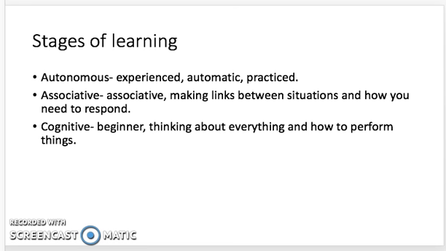Associative is making links between situations and how you need to respond, meaning that you still need to be thinking about what you need to do and how to do things, and how to respond to situations. Cognitive is a very beginner's level, which is when you're just learning how to perform a skill, which is a very difficult challenge. It means that you have to be thinking about everything you do, and it will mean that you make many errors whilst you're learning.